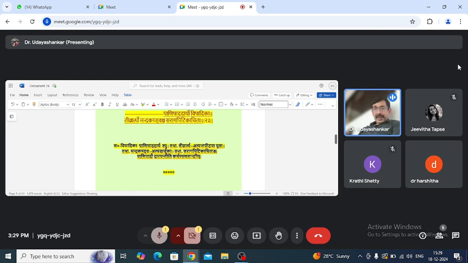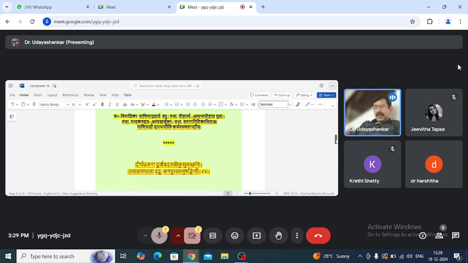Panipadau darayanti iti. So the person is not able to do the karmas, the karmendriya functions. So akarmanata, the karmas related to the hand and the legs may not be possible. So he has mentioned karmani and akarmanata is also possible.